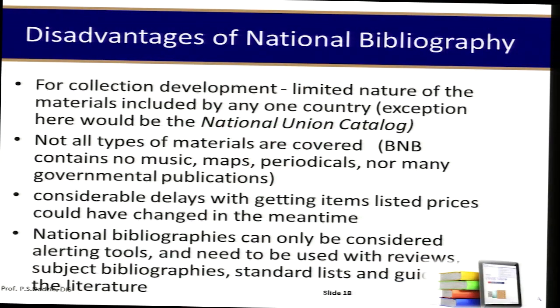Again, in national bibliographies, not all types of materials are covered. For instance, the British National Bibliography does not contain certain materials such as music, maps, periodicals, and others. Another disadvantage is the delay in getting the items listed in the National Bibliography.